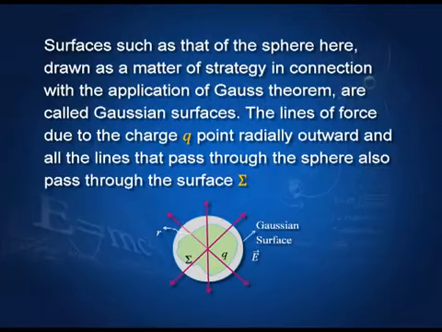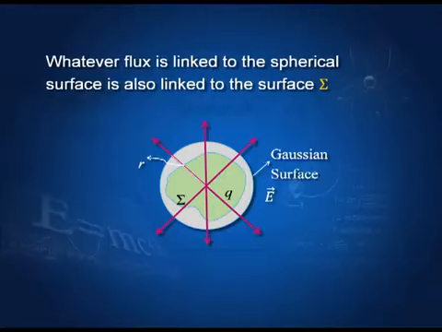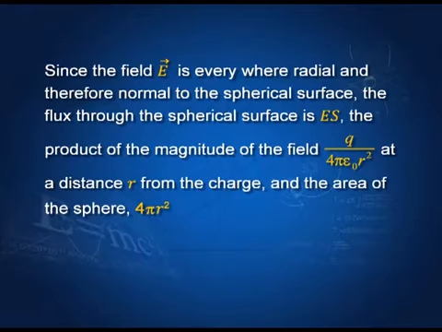So, because of symmetry, the electric field will only be radial to this Gaussian surface. If r is the radius of this Gaussian surface, then its area is 4 pi r squared, and the flux through it will be 4 pi r squared times E, the magnitude of the electric field, and the charge inside is q. Therefore, we have E equal to q by 4 pi epsilon 0 r squared at a distance r from the charge, and the area is 4 pi r squared.